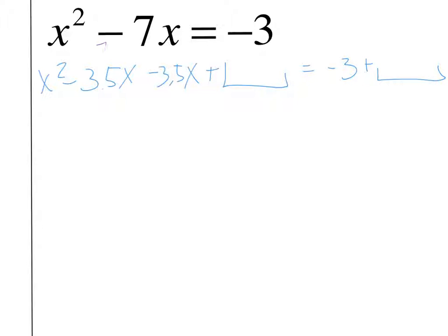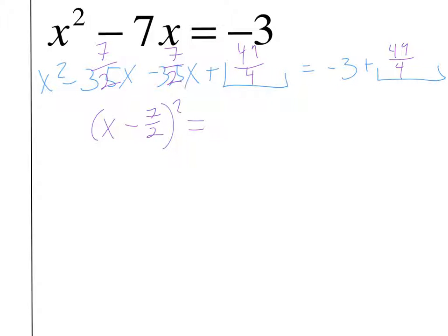3.5 is really 7 over 2. That's a little bit easier for me to multiply with. So 7 times 7 is going to be 49. And 2 times 2 is going to be 4. 49 over 4 is what I have to add to both sides. All right. The left side is going to end up factoring to x minus 7 over 2 squared.